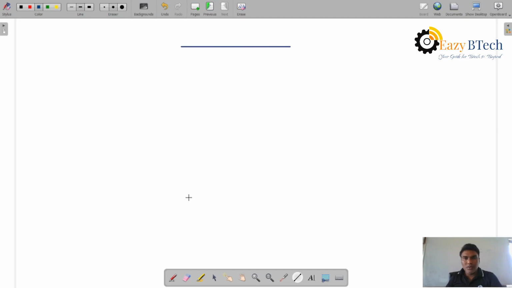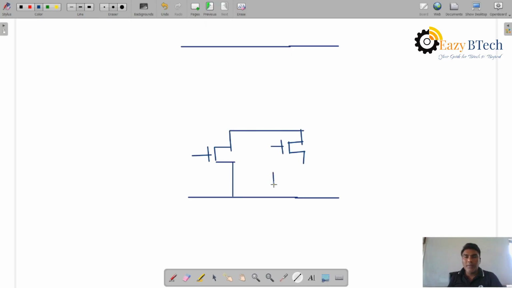CMOS means PMOS and NMOS. Same NMOS, PMOS is a complement. So D is here, and A is parallel. Now, what happens to this one? B and C are parallel.